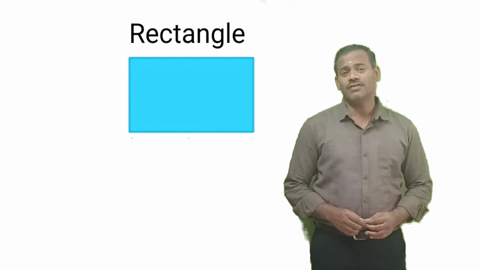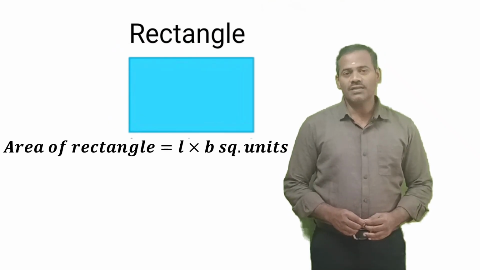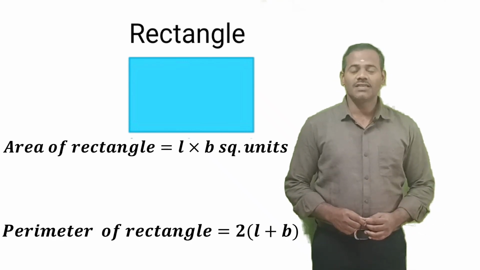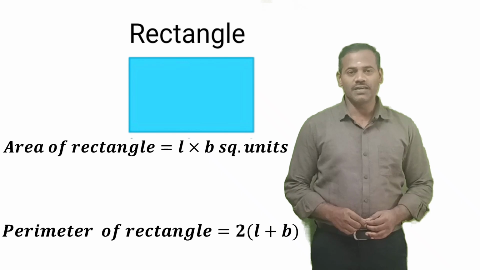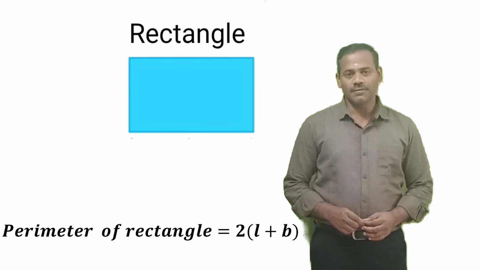Now let us move to rectangle. What is the formula for the area of a rectangle? Yes, the formula for the area of a rectangle is length into breadth square units. And what about the perimeter of the rectangle? Yes, it's 2 times of L plus B. L stands for length and B stands for breadth. So 2 into L plus B.